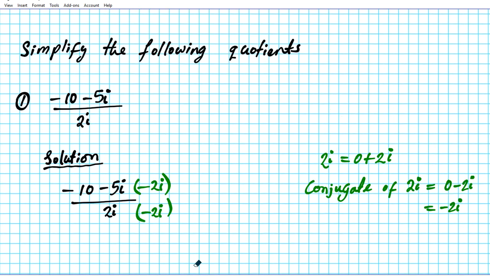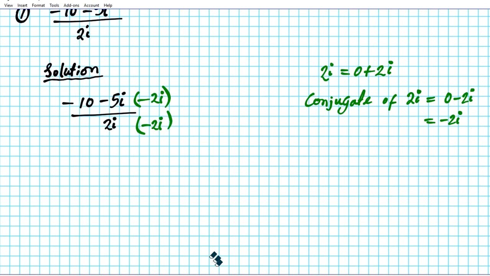If we distribute the numerator, what are we going to have? Distribute negative 2i across negative 10 and negative 5i. Minus times minus is a plus, so we have 20i. And then if you multiply negative 5i with negative 2i, minus times minus is a plus. 5 times 2 is 10, so 10i, and i times i is i squared. And then in the denominator, you have minus 4i squared.